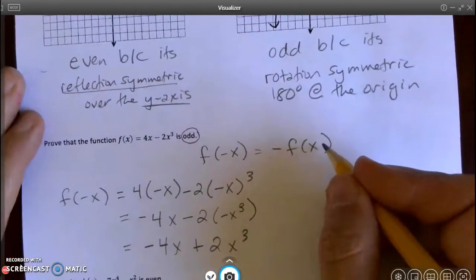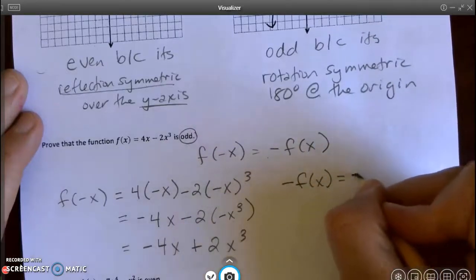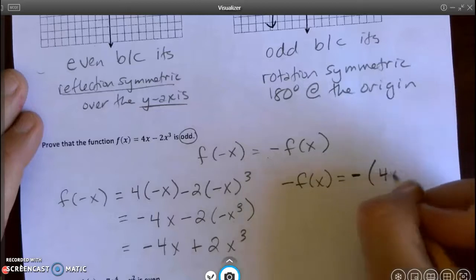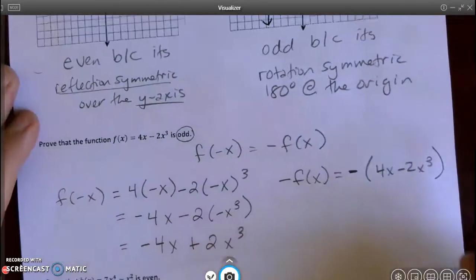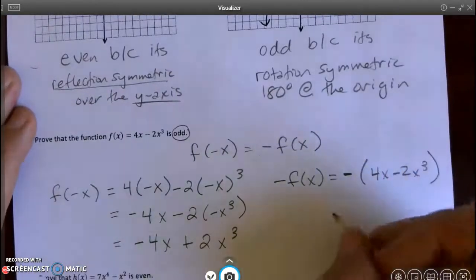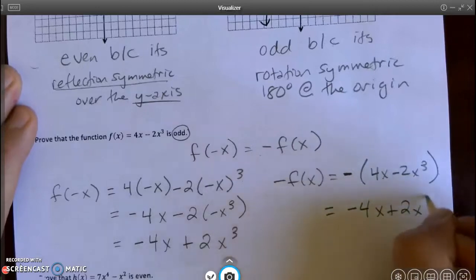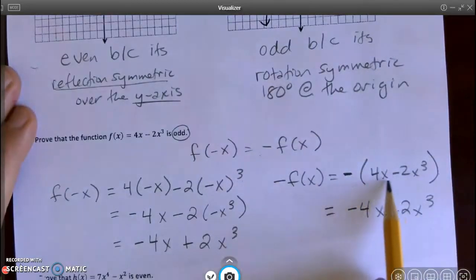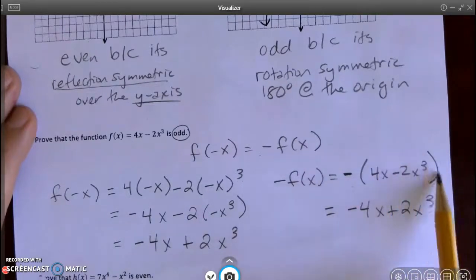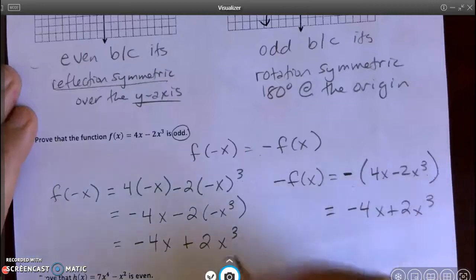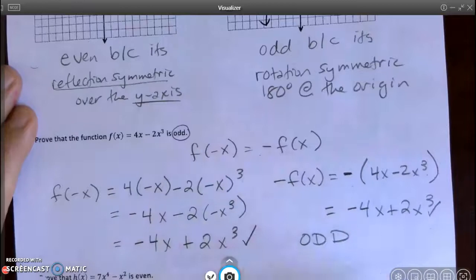Now let's do this side. Negative f of x means negative of the whole thing. So I'm going to distribute the negative, and I get negative 4x plus 2x cubed. You cannot skip this step. Without this step showing that you put a negative in front of the whole thing, you don't have a proof. This is the same as this, therefore it is odd.